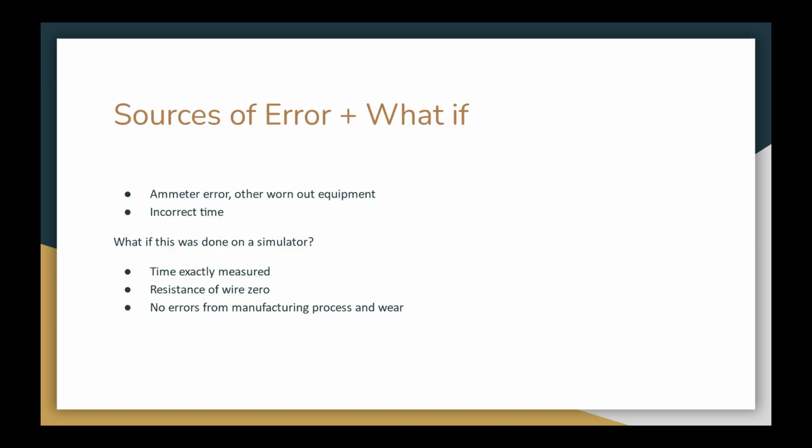Some sources of error in this experiment are that the ammeter was off a bit. The two ammeters showed different numbers, and equipment like the battery or the resistors were slightly worn out, and this could have led to different results. Also, for the second experiment, the timing for measuring the time it took for dimming was not accurate. If this was done on a simulator, time could have been exactly measured when the light bulb dimmed.